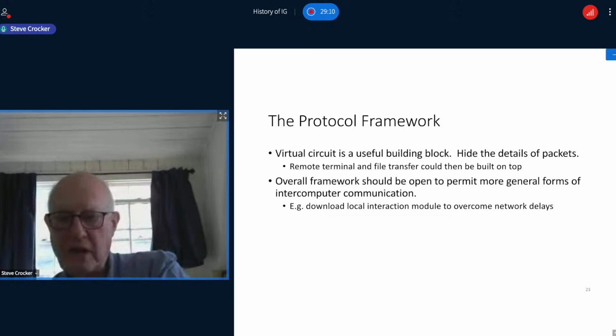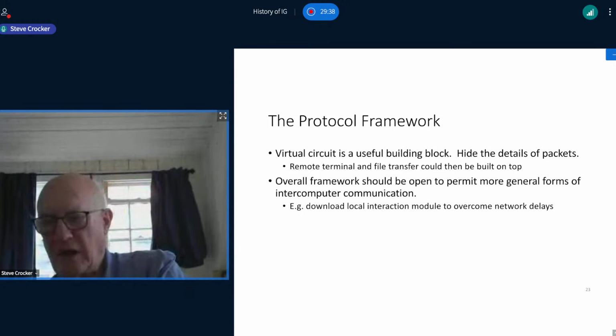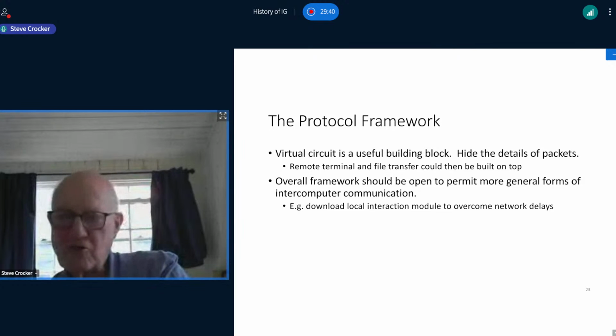After a bit of thought, we settled on using the idea of a virtual circuit as a building block. It wasn't the solution to everything, but it was a useful piece of architecture that would hide the details of the packet switching. Even though the packet switching was crucial in terms of making efficient use of the communications being provided, we overlaid that with a way of hiding what was going on, and said, okay, now imagine that you've got a virtual circuit between any 2 points. Can you build the things that you want to build on top of that?